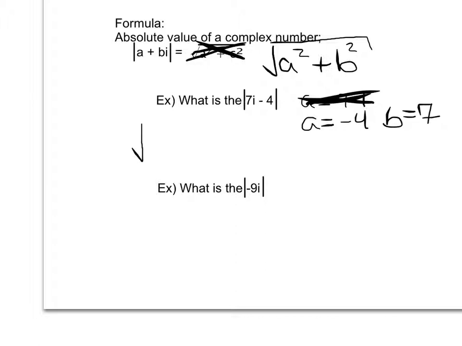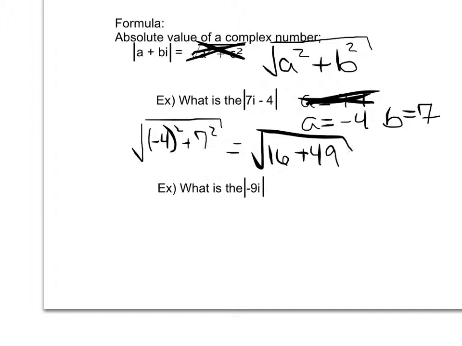I understand where my formula came from and I understand what my formula is, and I get the square root of -4 squared plus 7 squared. That just gives me the square root of 16 plus 49, which gives me the square root of 65. As always, I need to simplify my radicals. However, I do not have a perfect square in 65, so my final answer for the absolute value of 7i minus 4 is the square root of 65.